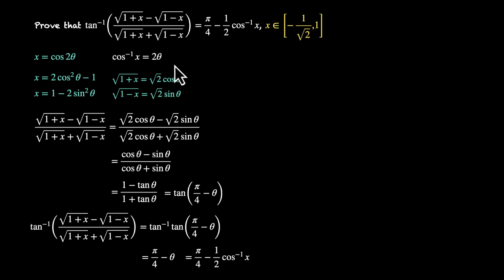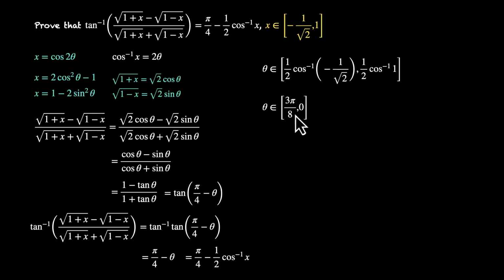Let's see where theta belongs. Theta is half of cos inverse x. So that's half of cos inverse minus 1 by root 2 to half of cos inverse 1. Cos inverse minus 1 by root 2. Cos inverse has first and second quadrant. Negative value, which means we're in the second quadrant. 1 by root 2, which means it's pi by 4, 3 pi by 4. So theta belongs to 3 pi by 8 because we're taking half, 3 pi by 8 to half of cos inverse 1. Cos inverse 1 is 0. So that's 0. This is greater than this, so we can flip it. Theta belongs to 0 to 3 pi by 8.